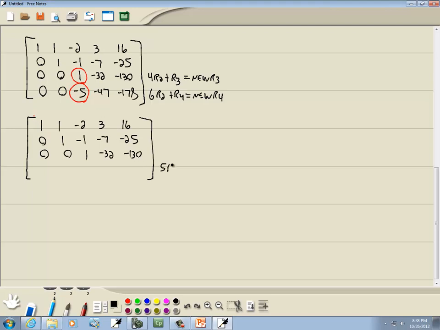So we'll take 5 times row 3, add it to row 4 to get us our new row 4. 5 times 0 is 0 plus 0, 0. 5 times 0 is 0 plus 0, 0. 5 times 1 is 5 plus negative 5 is 0.